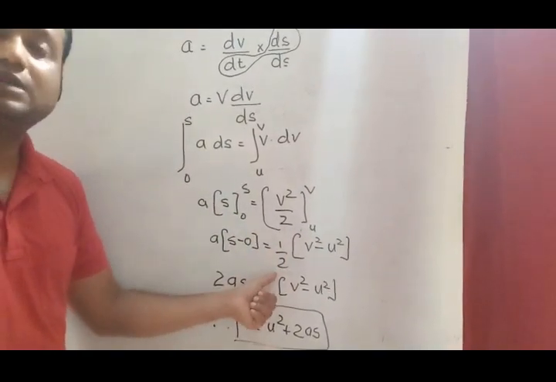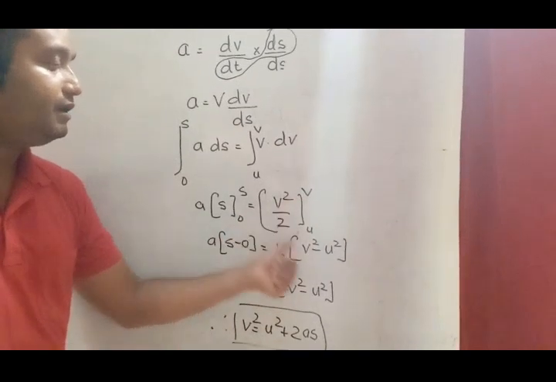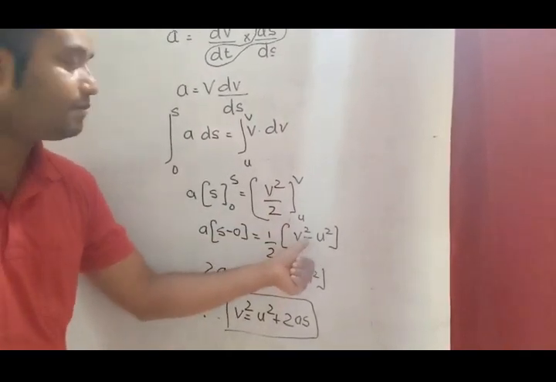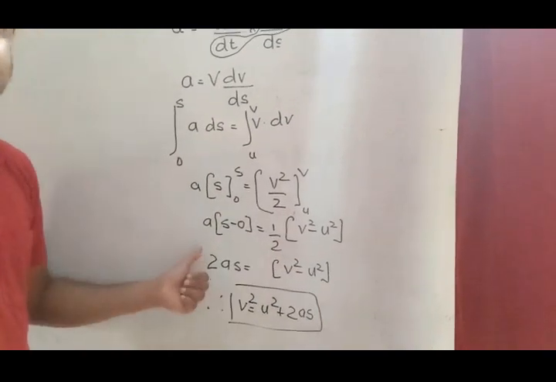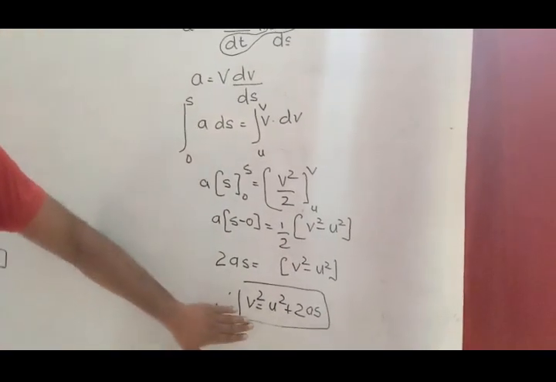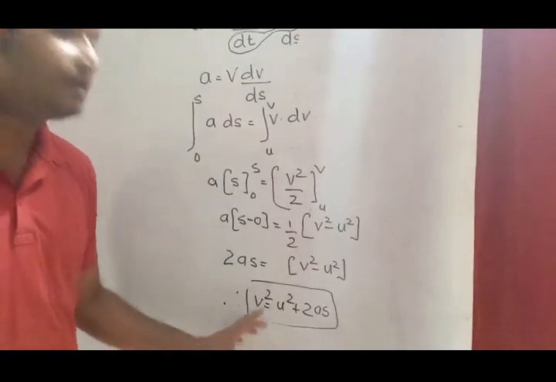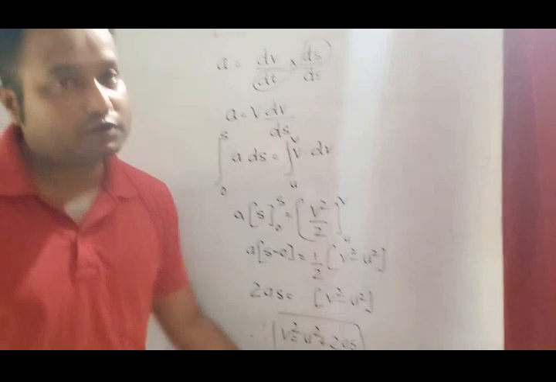This 2 is taken outside. Putting v in place of v, then subtracting and putting u in place of v gives us v squared minus u squared. Cross multiplying and simplifying gives us v squared equals u squared plus 2as. This derives the third equation of motion.